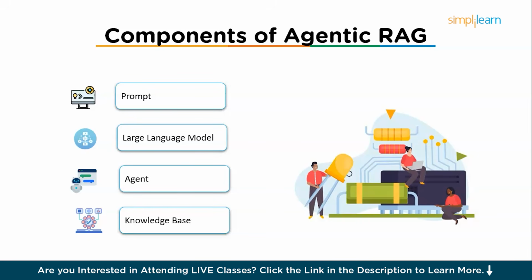Together, these four parts work like a team. You ask a question or give a prompt, the LLM thinks of an answer, the agent gathers any extra details needed, and the knowledge base supplies all the relevant information.